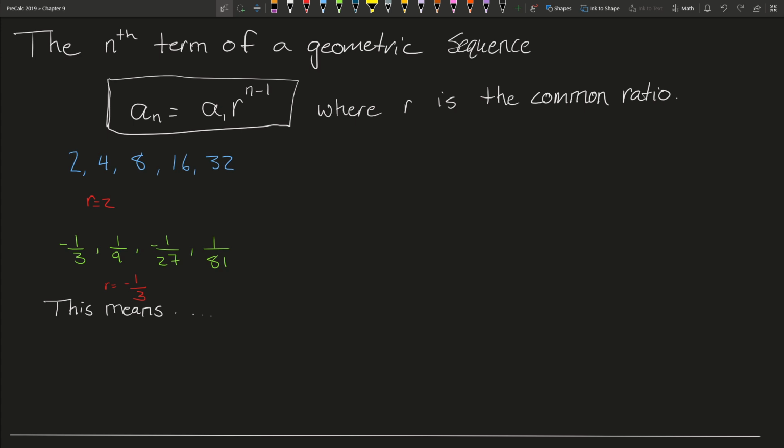So again, just like arithmetic sequences, we can find the nth term of a geometric sequence using a general rule. Okay, and that general rule is that the nth term is always going to be equal to the first term times the common ratio to the power of n minus 1. Okay, again, that's an equation that we should know.